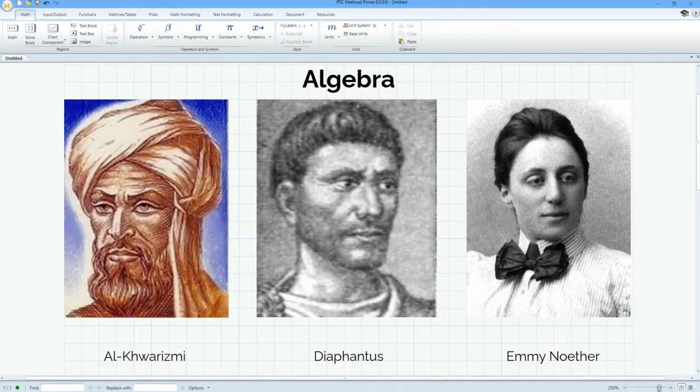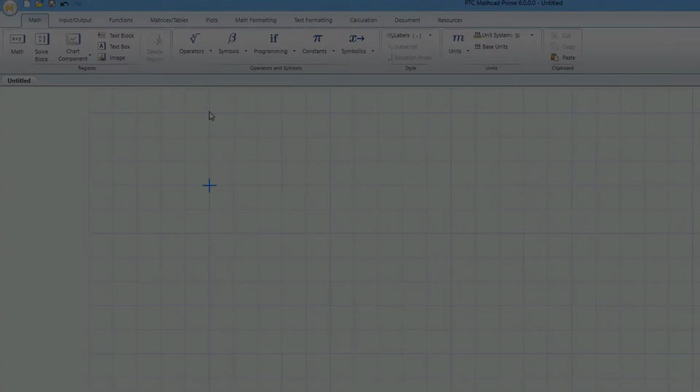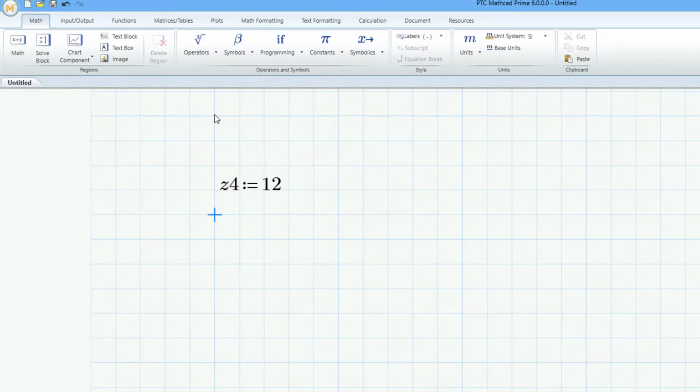Algebra is the branch of math that deals with variables and the rules for performing math on those variables. You can create variables in PTC Mathcad by giving them a name and using the definition operator to assign a value. The names can have English and Greek letters, numbers, underscores, and subscripts.